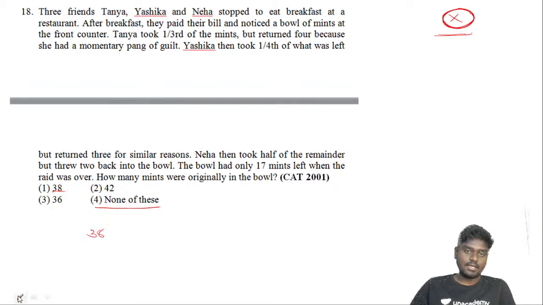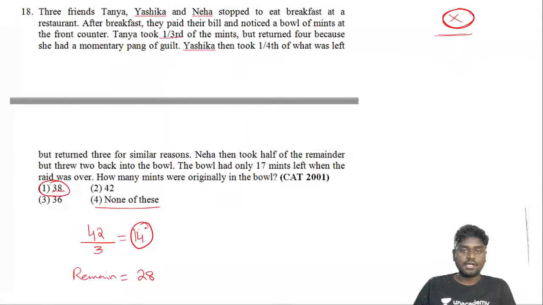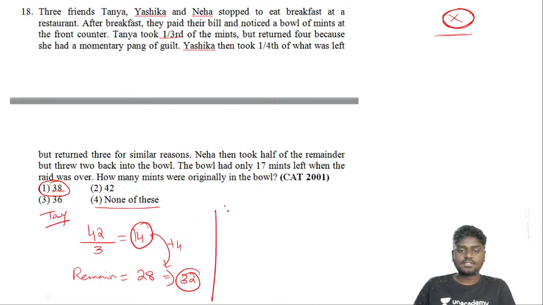So just by looking at this, first of all, listen very carefully. 38 will not work. She returns 4, right? If she returns 4 out of this, then the remaining will be 32. That's it. Now what happens? Next comes Yashika. The remaining with Tanya is 32.